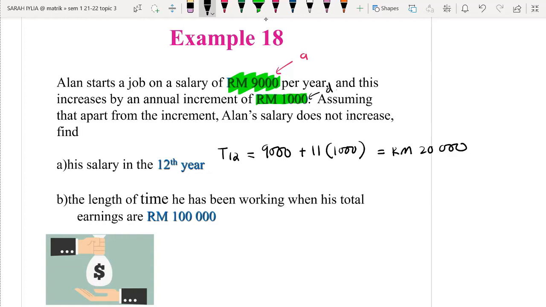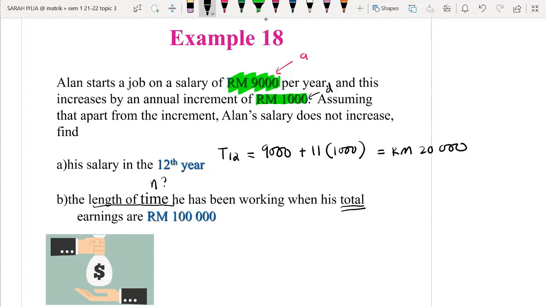Okay, part B, length of time, maksudnya kat sini duration masa dia, so kita tahu gap tu kita akan kira sebagai term, so we have to find n. He has been working when his total jumlah duit yang dia ada is 100,000. Maksudnya kat sini we have to use the Sn formula sebab kita nak jumlah duit dia, summation of his money. Okay, so we have to use the Sn formula.